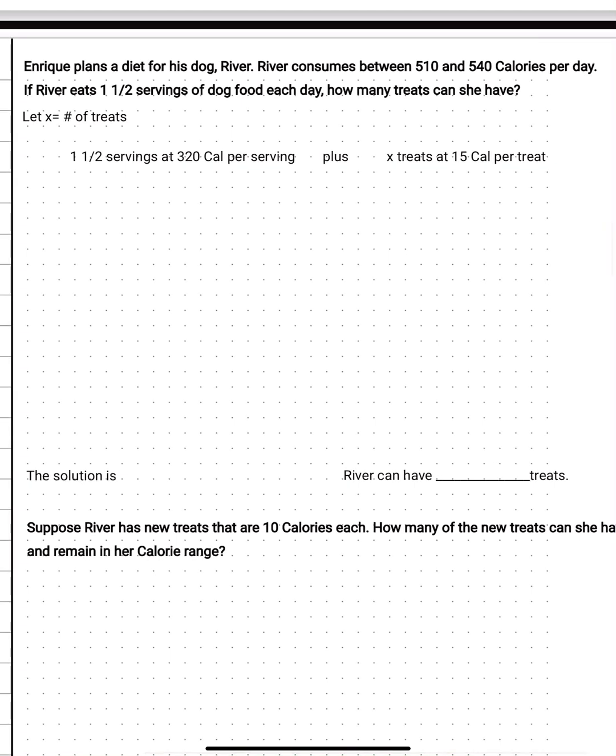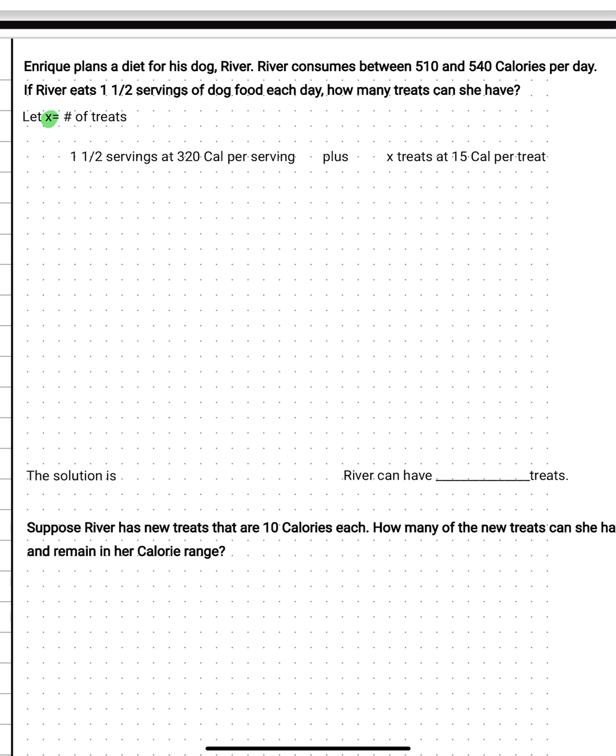So Enrique plans a diet for his dog, River. River consumes between 510 and 540 calories per day. If River eats 1.5 servings of dog food each day, how many treats can she have? So in this particular problem, we are looking at letting X represent the number of treats she can have.